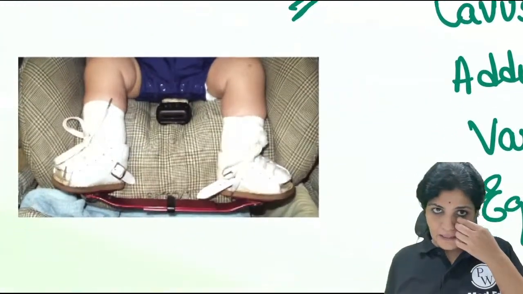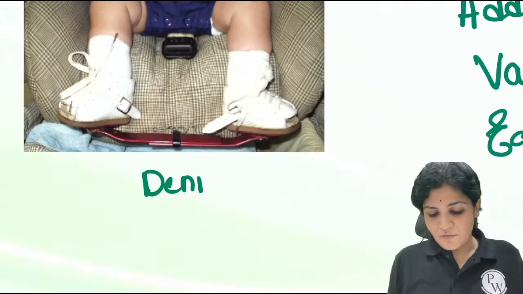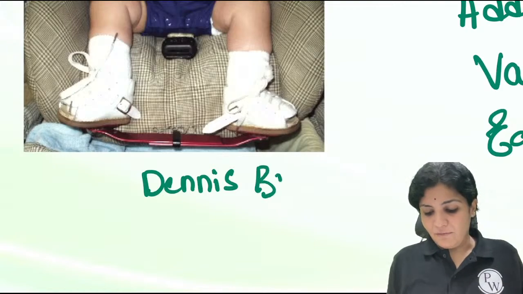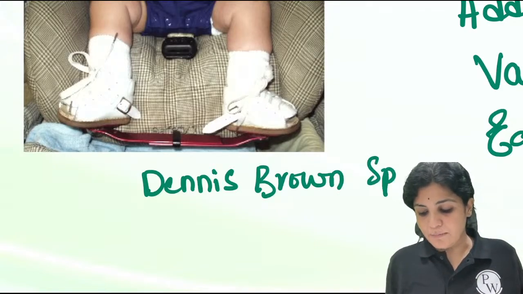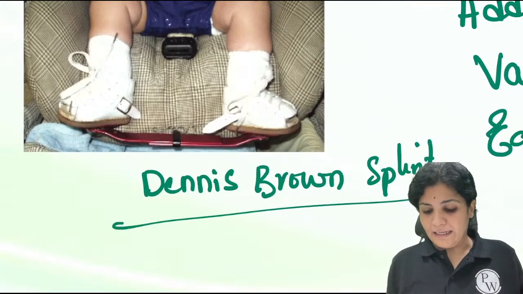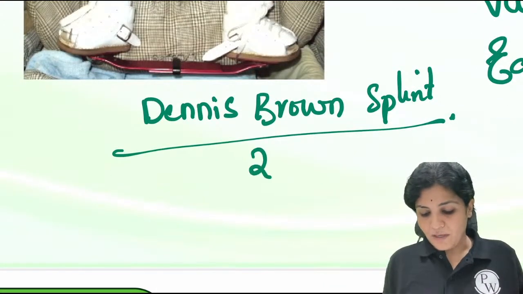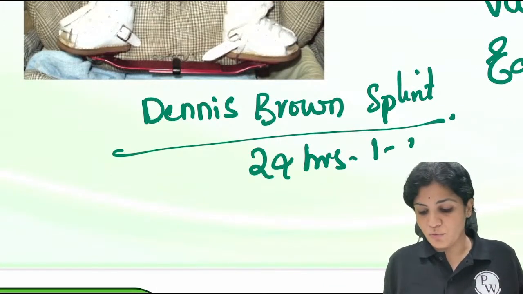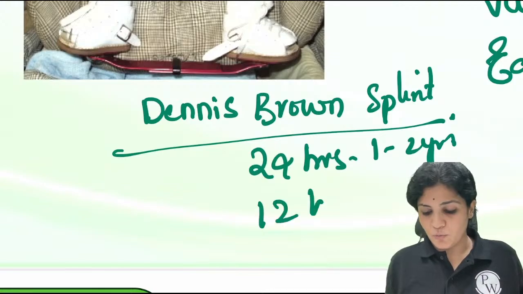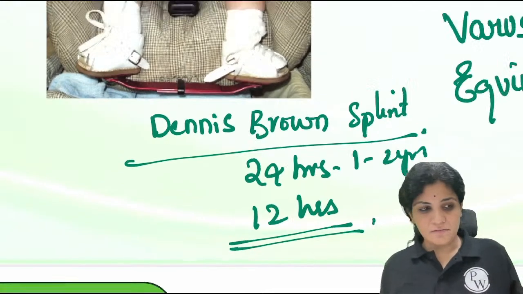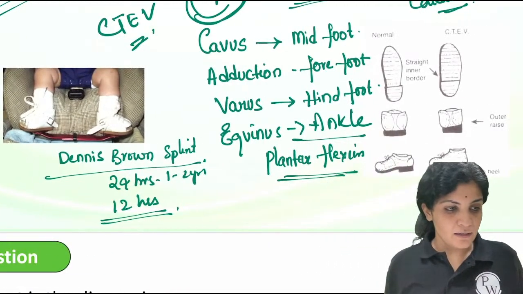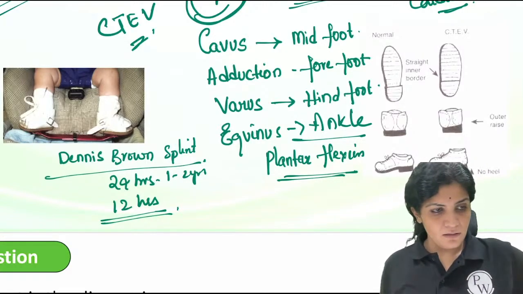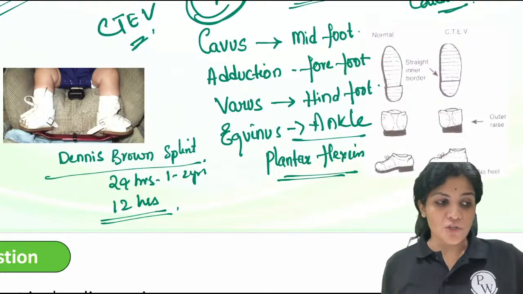Now what is this? This we have already answered. So once we have finished with the plasters, then we put the baby in the Denis Browne splint until he attains the age of walking. So for 24 hours for 1 to 2 years, and then we go for 12 hours. Fine. And once it becomes normal, I mean, it becomes zero. That is what is parallel, no?